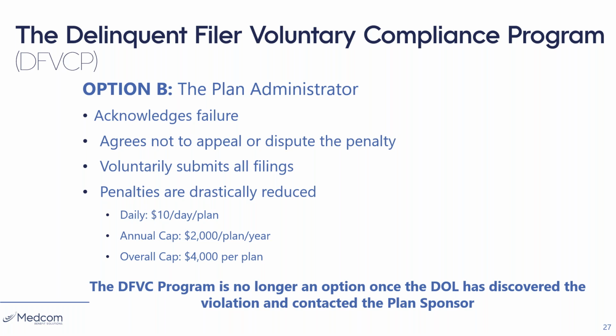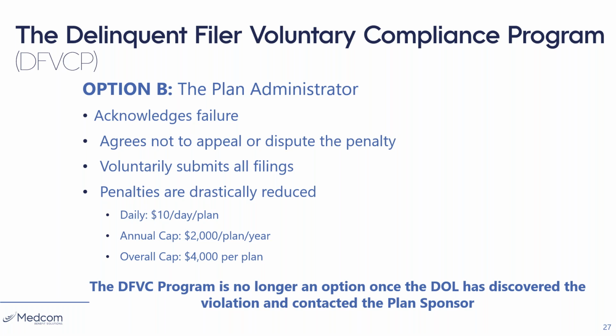So the next option is for employers who are late, but maybe they don't have a reasonable cause. Maybe they just didn't know about the requirement, or they just didn't complete the filings. And of course, ignorance of the law is not an excuse. So under the Delinquent Filer Voluntary Compliance Program, the plan administrator, which is usually the employer, acknowledges their failure, agrees to not appeal or dispute the penalty, and voluntarily submits all filings.